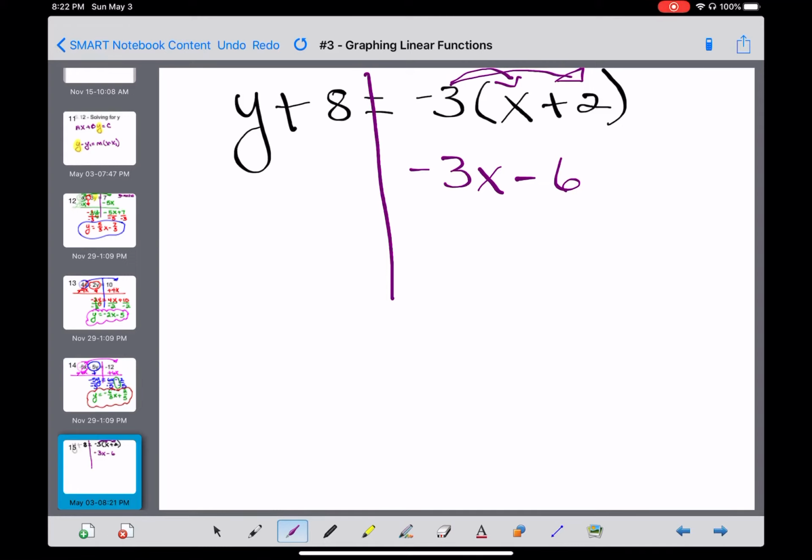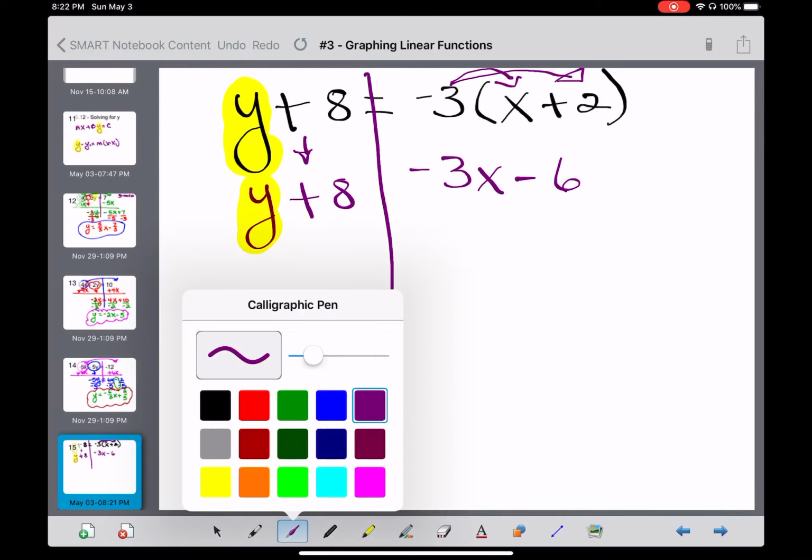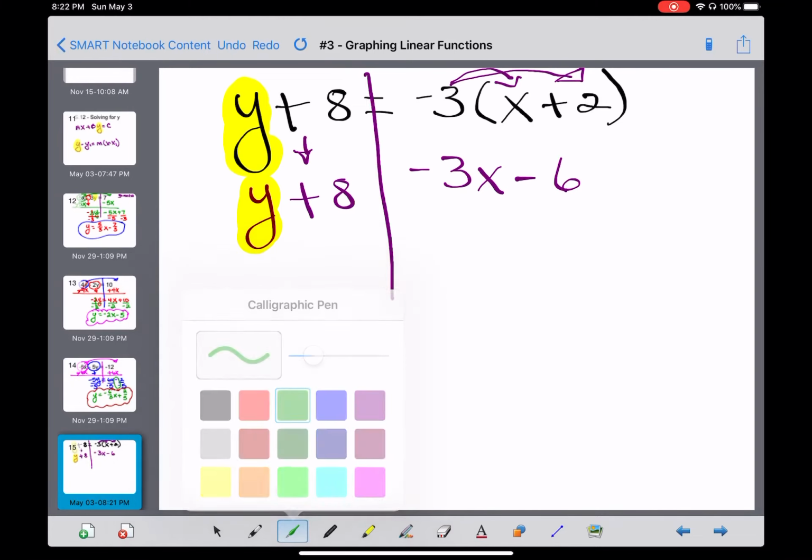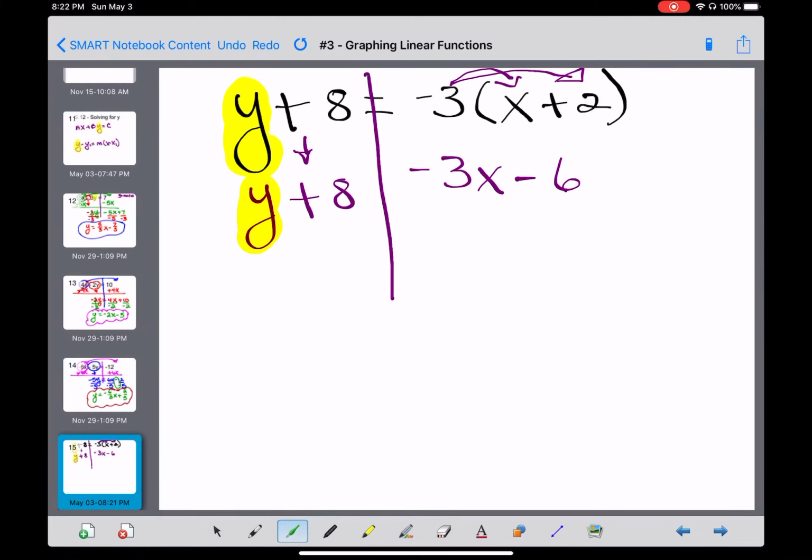All right, cool. Now I'm just going to bring this down. y plus 8. Okay? I have to leave the y by itself. How do I do that? By getting rid of that 8. So what I'm going to do, because they're adding an 8, I'm going to subtract an 8.